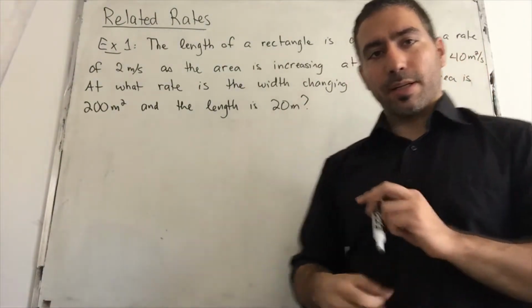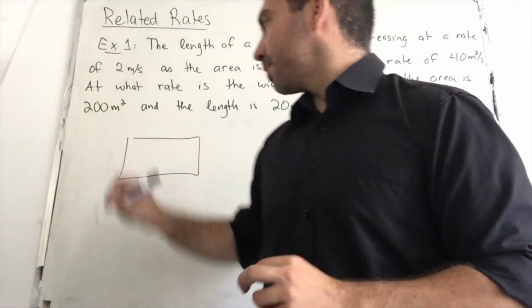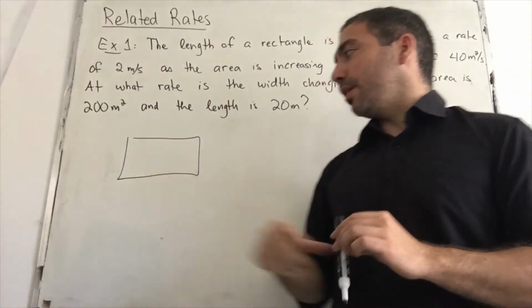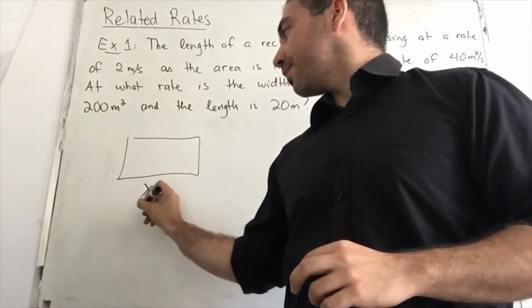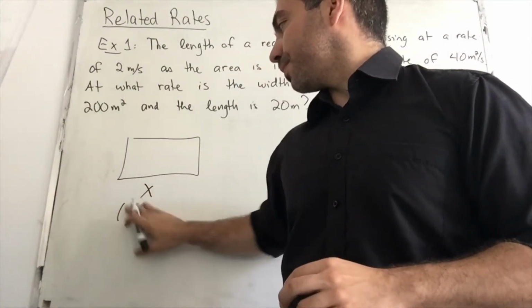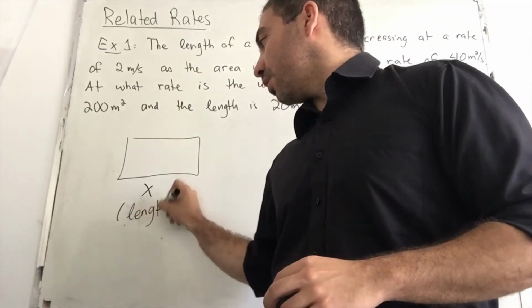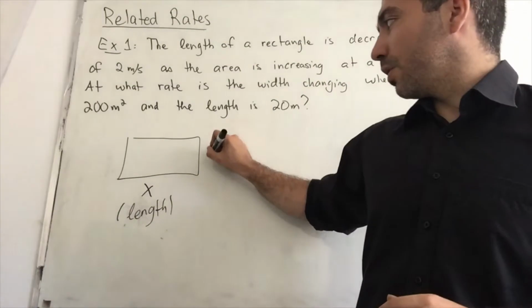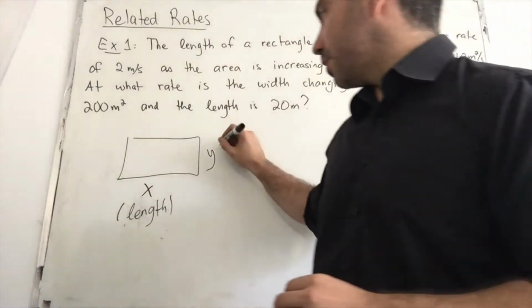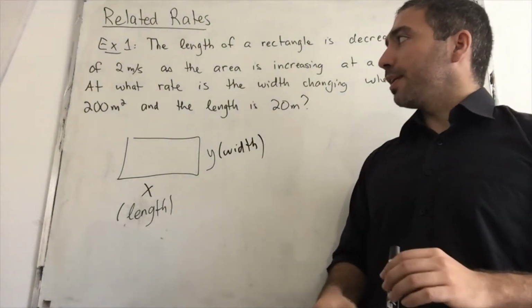So always begin by sketching the situation. We're dealing with a rectangle. I'm going to call the width x. Actually, let's call this the length. Doesn't matter how you label it. We'll call this y, and this is the width. I think it's customary to do it this way. And capital A is the area.